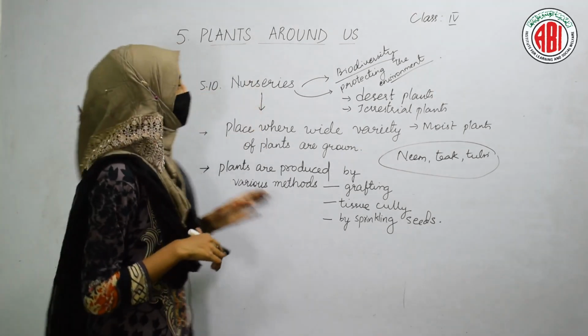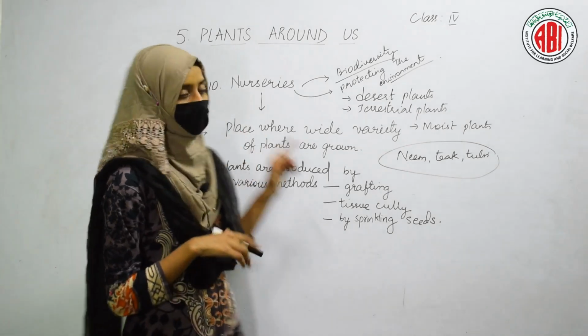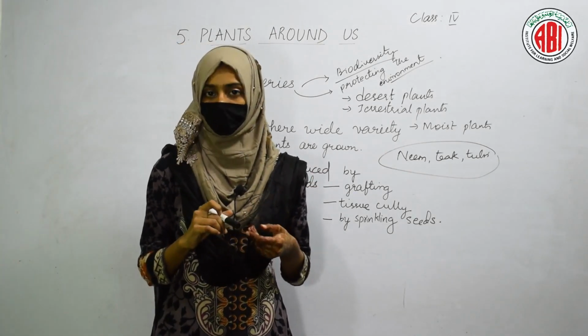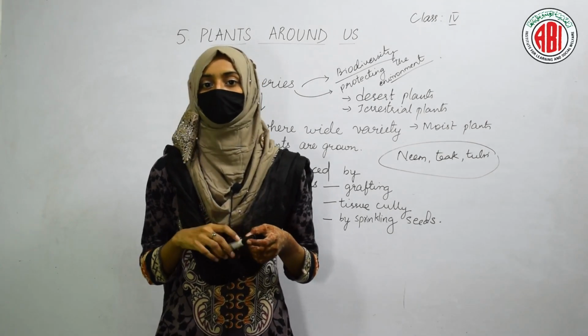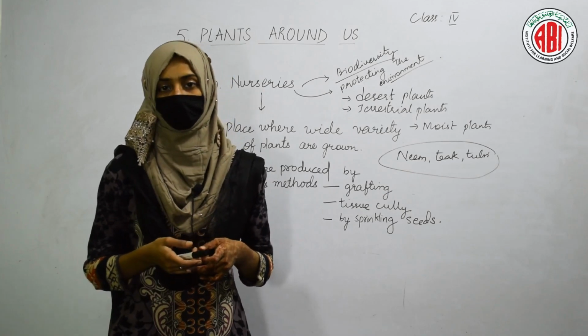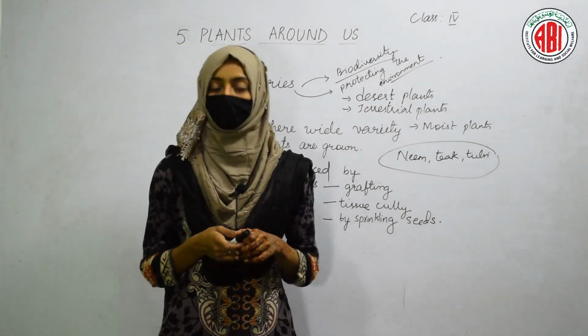This is about the lesson plants around us. In this lesson, we have seen the different parts of the plant and their functions. We have also seen about the germination of seeds, dispersal of seeds, and also about the nurseries. Here the lesson ends.